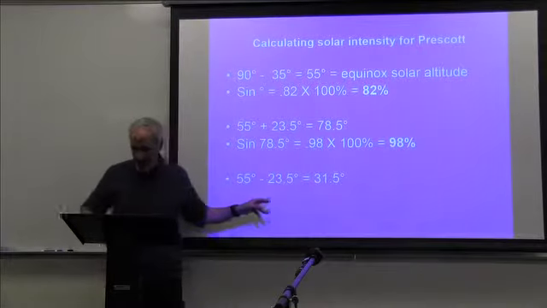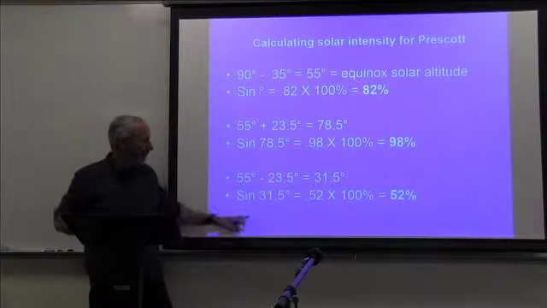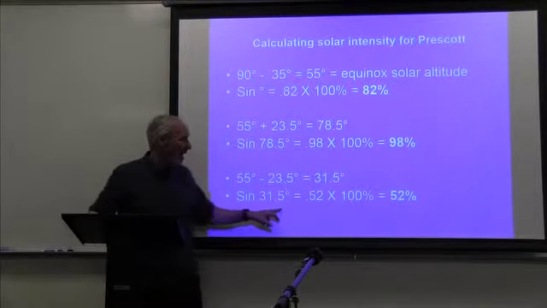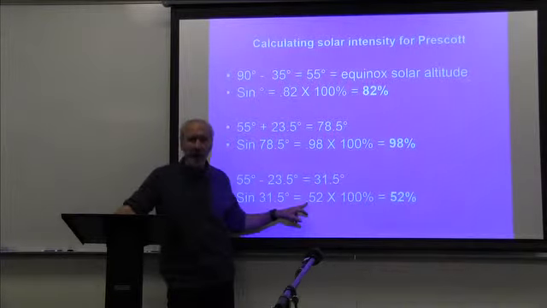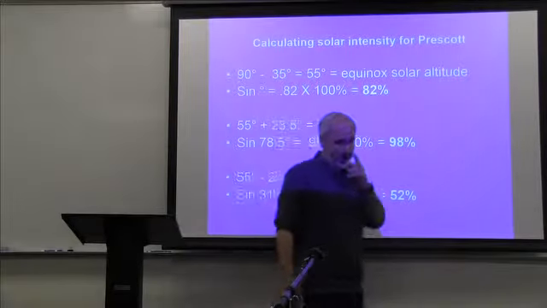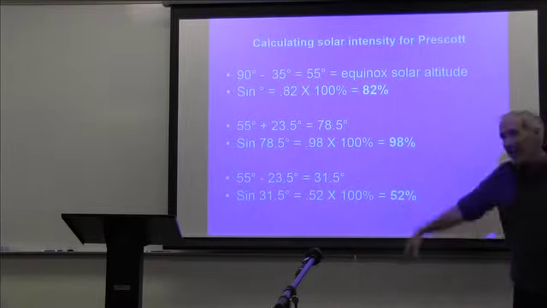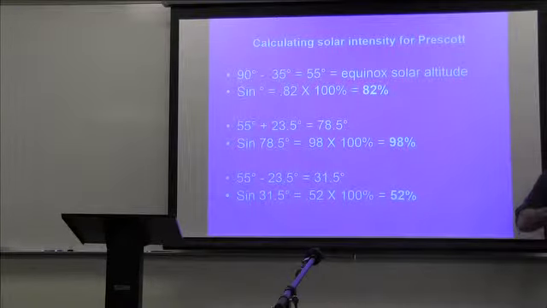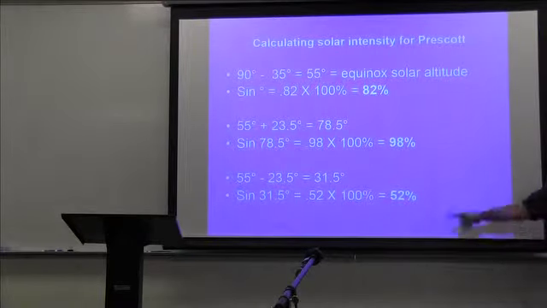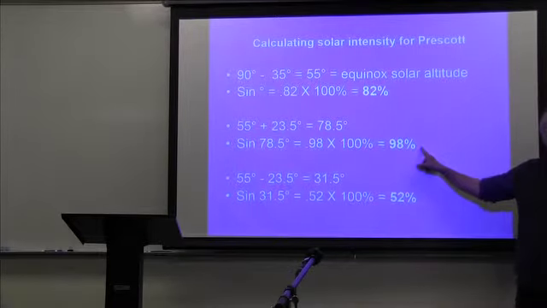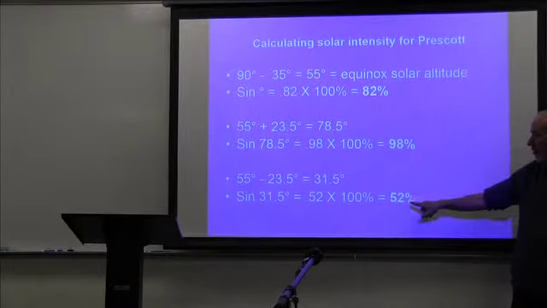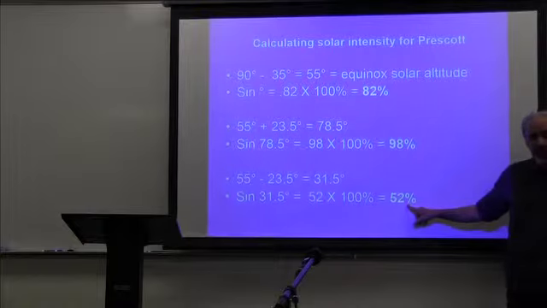Now, let's run the numbers on this one. This becomes kind of interesting. The sine of 31.5 is 0.52. So if we multiply that by 100%, we get 52%. This slide explains right now why there's winter and summer in Prescott. Look at this. Summertime, solar intensity almost twice what it is in the wintertime, okay?